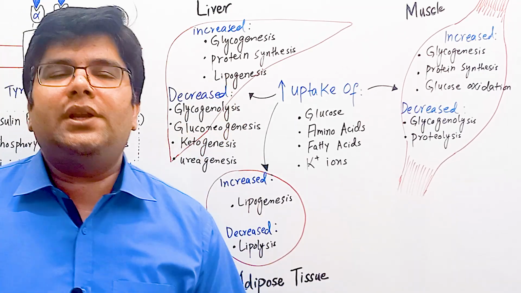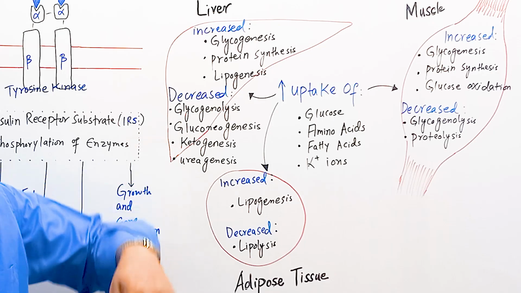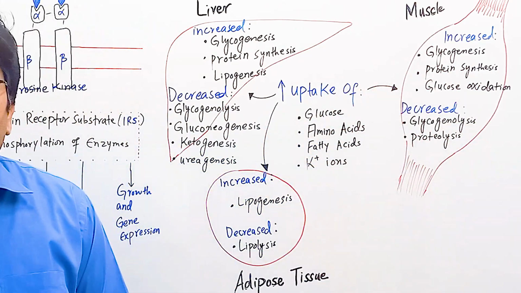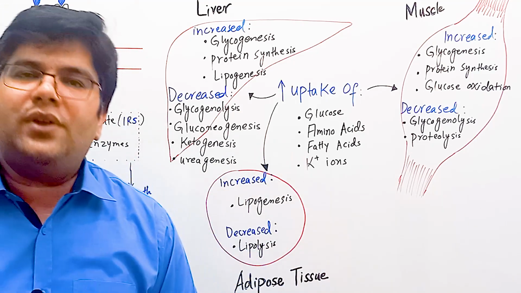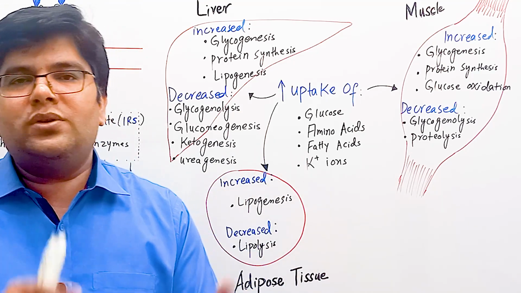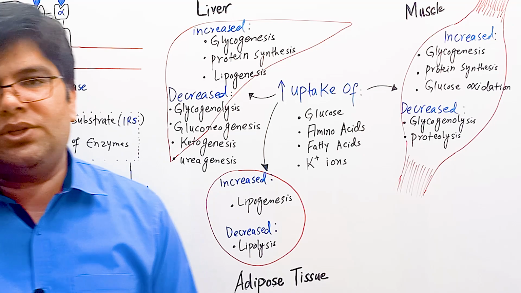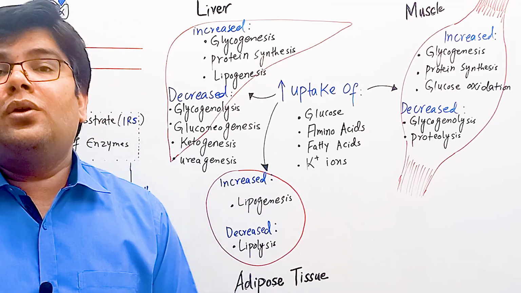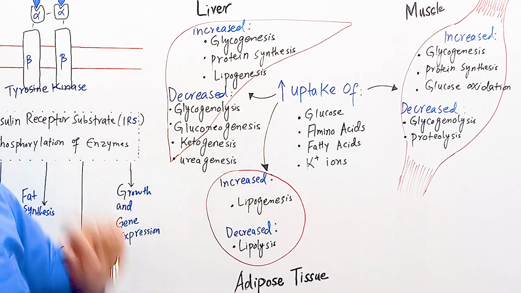The first action of insulin is to increase the entry of glucose into the cells. Let's suppose we are talking about fat cells and the muscle cells. When glucose entry into the cells is increased, then the first thing is glucose is trapped in the cell by its phosphorylation. This is because insulin increases the activity of glucokinase enzyme, especially in the liver.